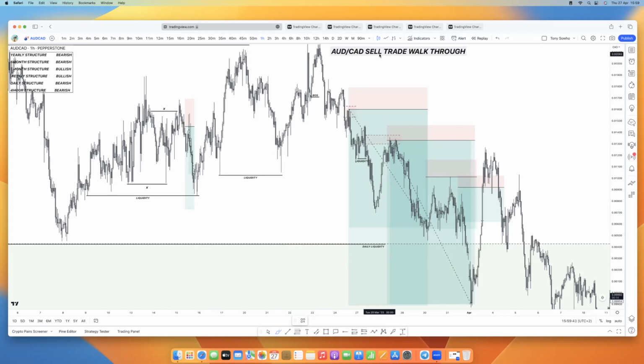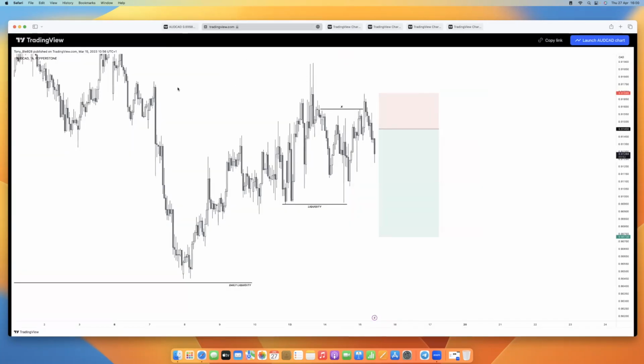So, AUD card sell trade walkthrough. I'm going to walk you through why I got in, why I held to these daily lows, and why I was looking to add positions to the downside as price was coming down. To the right of the TradingView website, we have the chart markups, which I also did on TradingView. I always make sure that for every trade I'm taking, I have the markup for it. I just like to journal my trades.